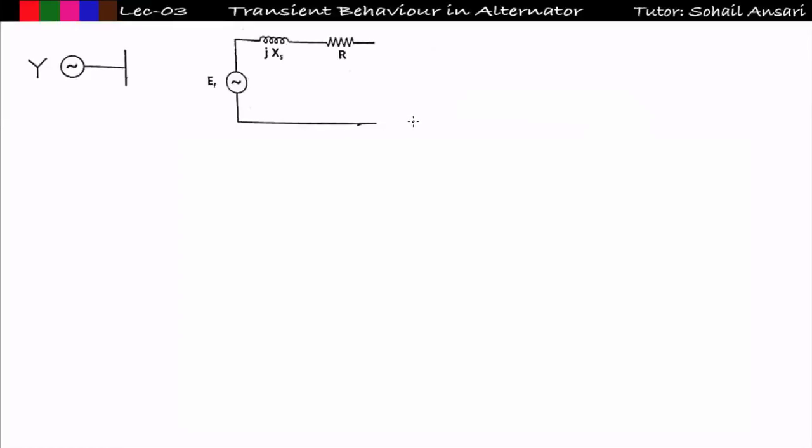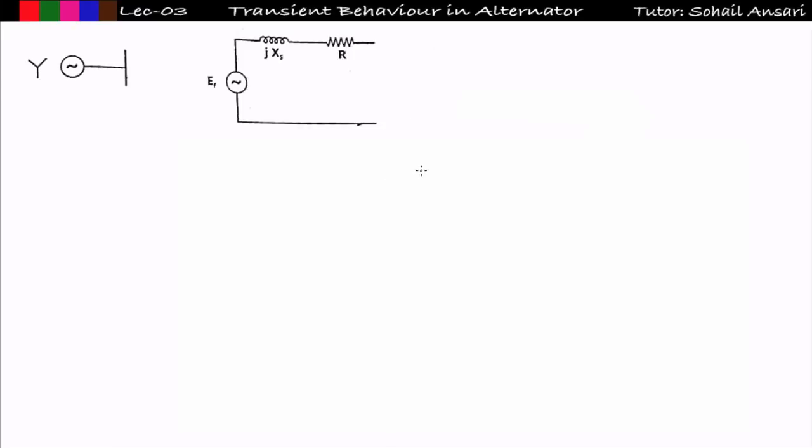In the previous lecture, we saw the transient in transmission line. What will happen to the transmission line if a sudden short circuit fault or three-phase fault occurs? So we saw that concept. Also, we derived some expression of maximum momentary current and symmetrical current as well as asymmetrical current.